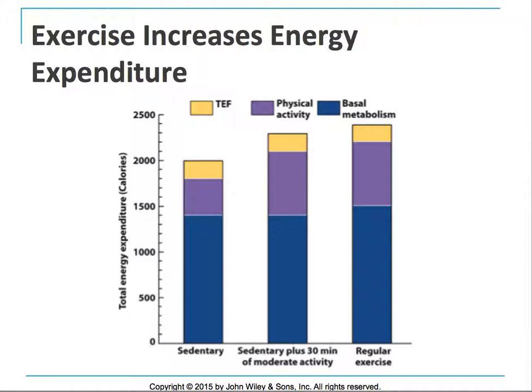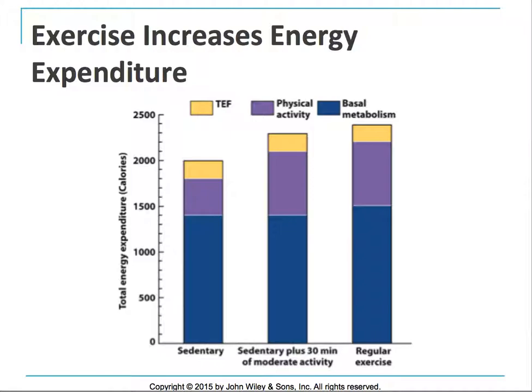Exercise increases energy expenditure. In your textbook, in this chapter, it asks the question, why does regular exercise cause an increase in basal metabolism? Remember, that's just your very, very baseline caloric needs. Now the answer is regular exercise leads to an increase in muscle mass. Muscle is more metabolically active than fat, so in two people of the same body weight, the person with more muscle will have a higher BMR.